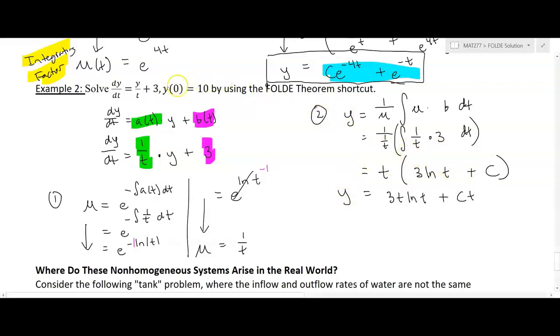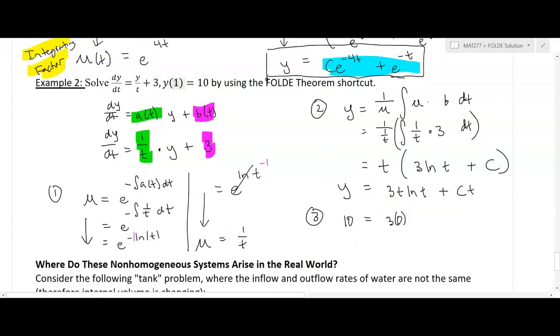Now step 3 is to take care of our initial condition. My initial condition of y of 0 equals 10 is not going to work because the natural log of 0 is undefined. So actually what would happen in that case is this particular function does not have a solution for that initial condition, or at least not using this method. So let's just change the initial condition to y of 1 equals 10. This is actually called a boundary condition problem.